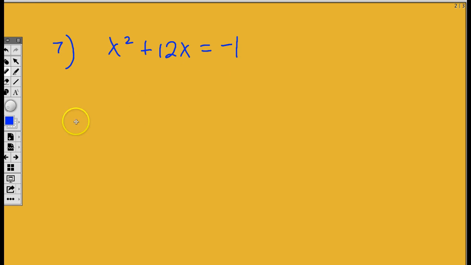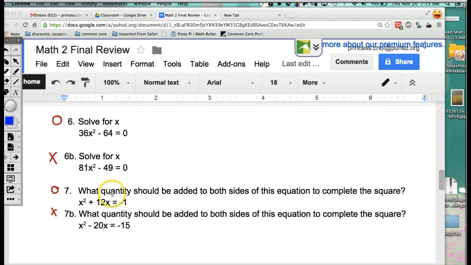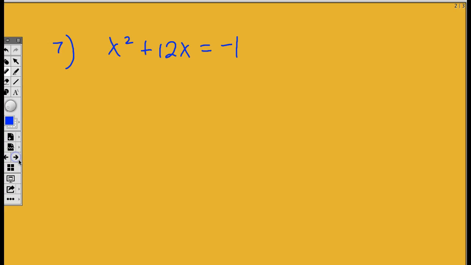So it was asking what number, what quantity should be added to both sides of this equation to complete the square. Whenever you see the words complete the square, that means you gotta make the big square, okay? Now, with that in mind, this is so easy because it's not really asking you to go all the way to the vertex form. It's just asking you what number do I have to add, okay? So this is like x squared. I'm gonna show you two ways.